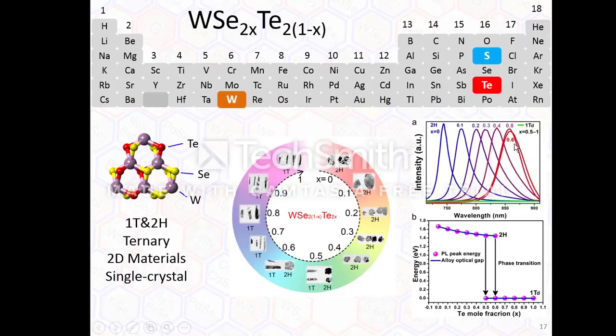And also, below 50%, we can see there's a PL peak, but above 50%, there's no PL peak, meaning this is metallic. It's not a semiconductor. So it's another interesting question. How does it happen? How can it transition from a 2H phase to a 1T phase? What will happen exactly?